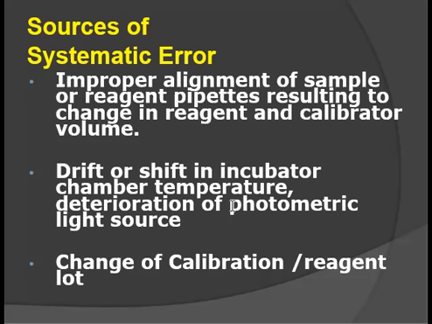Okay? So, how will the machine read? How will the machine give a result if it has no light source? Okay? So, that's it. Then, change of calibration or reagent lot. Okay? That will be a source of systematic error, especially when you change the lot and you did not perform calibration of the machine again. You will observe systematic error with that.